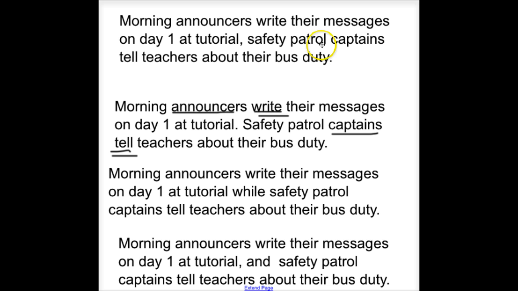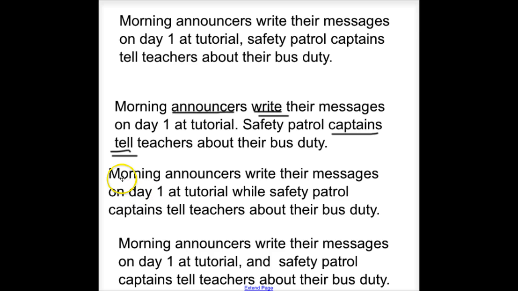But we also have these captains who are telling too many ideas in one sentence. We can break it into two sentences. Morning announcers write their messages on day 1 at tutorial. Period. Capital letter. Safety patrol captains tell teachers about their bus duty. Complete thought. Captains is the simple subject. Tell is the simple predicate.